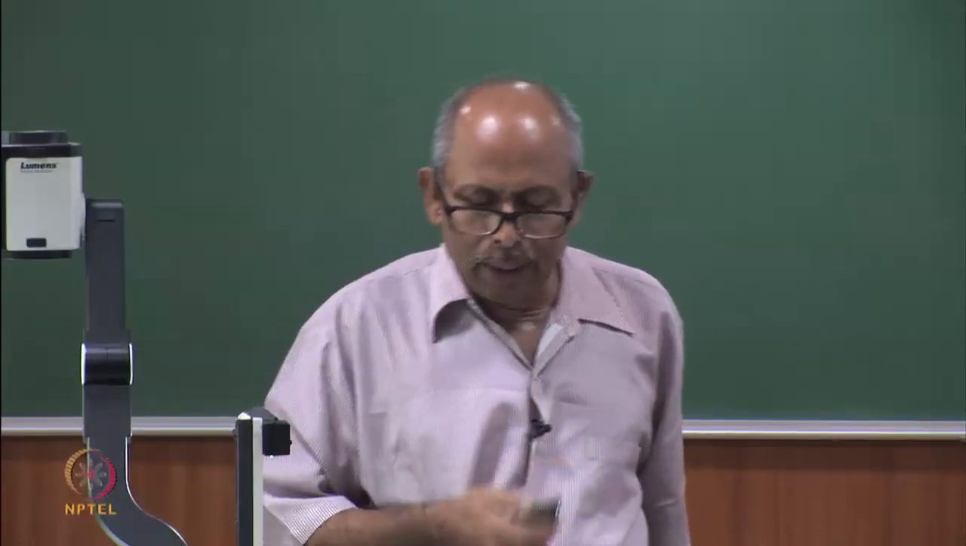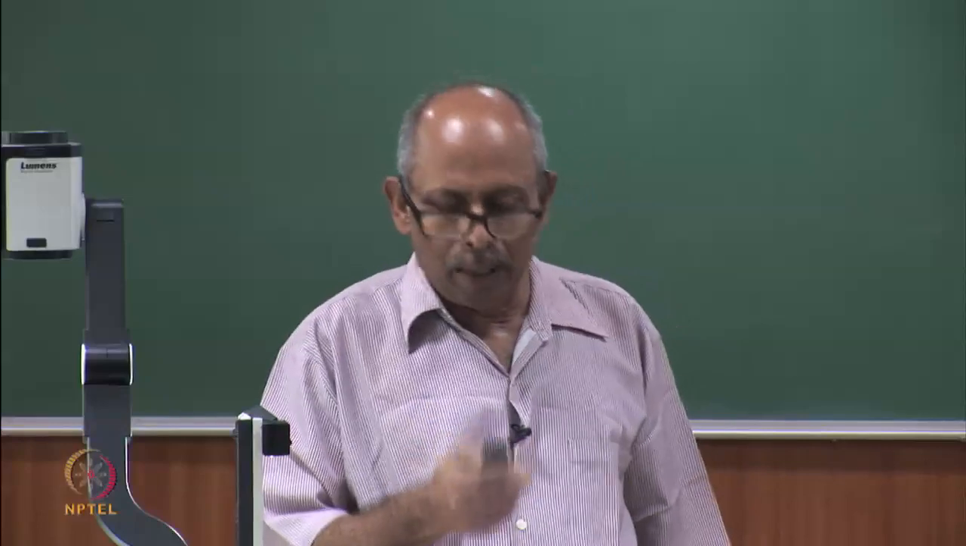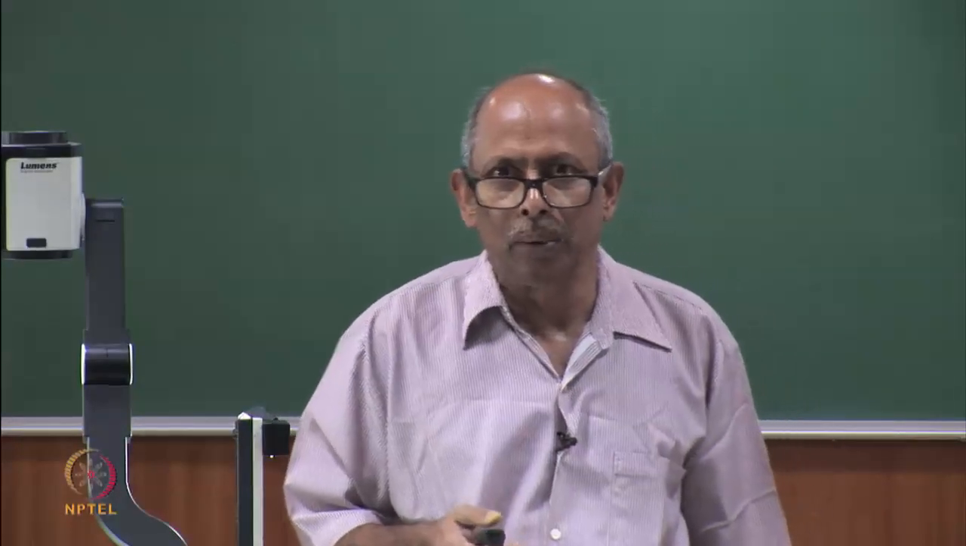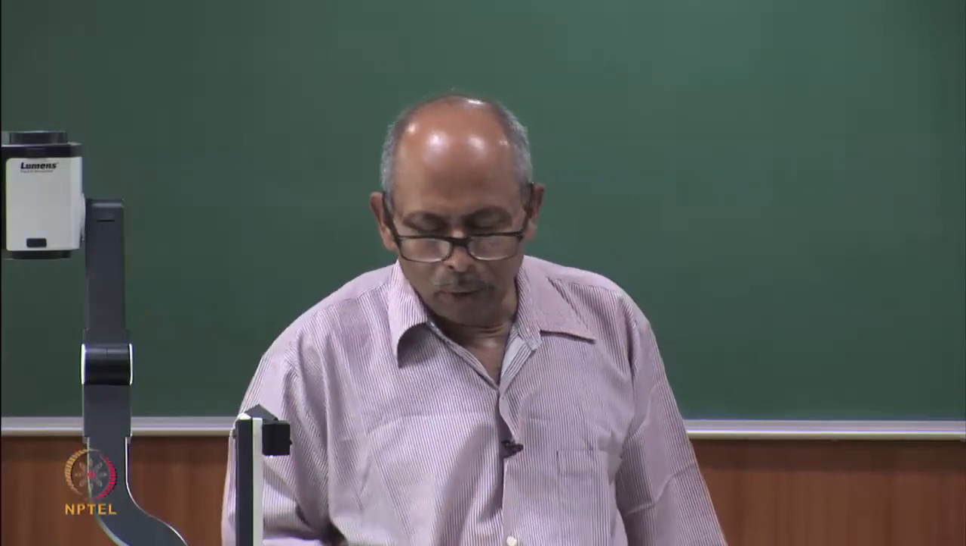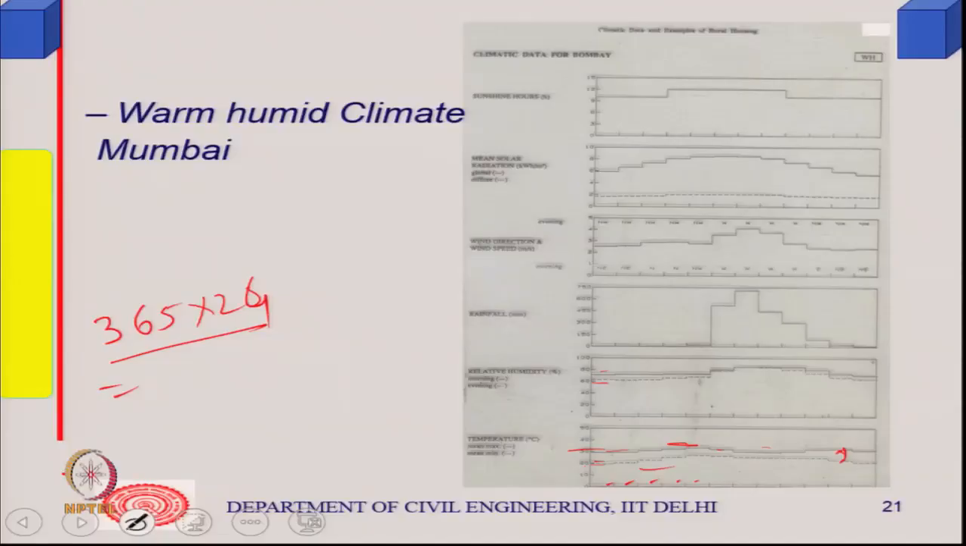So, these are the three climates we are talking about: hot dry desert climate, warm humid climate, and composite climate. I will come to them. I was talking of Mumbai, which has less daily variation. The monthly mean, maximum and minimum have been plotted here, and you can see the variation is not much, around 5 to 7 degrees.